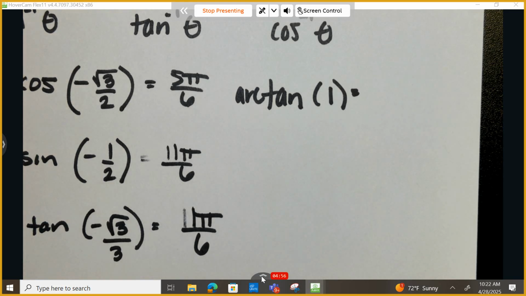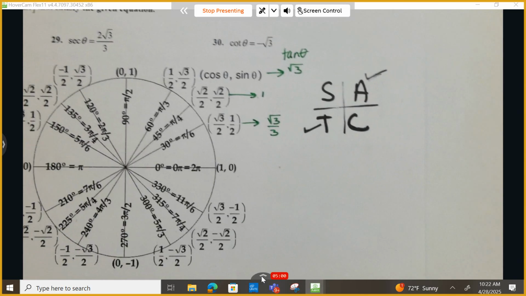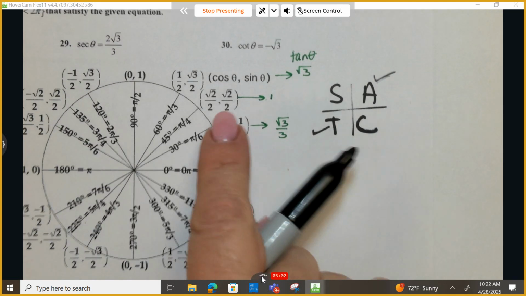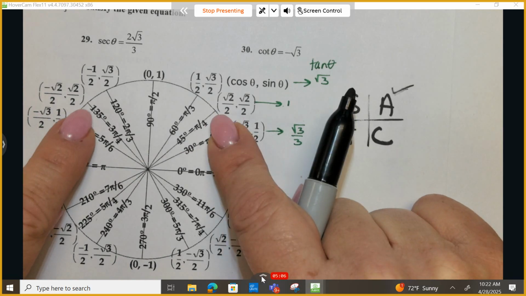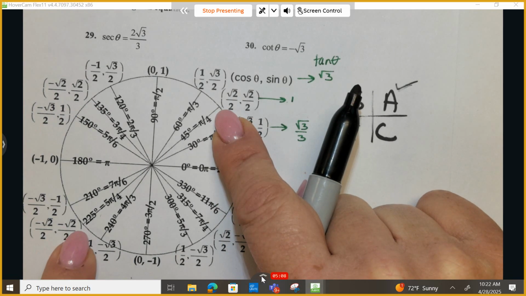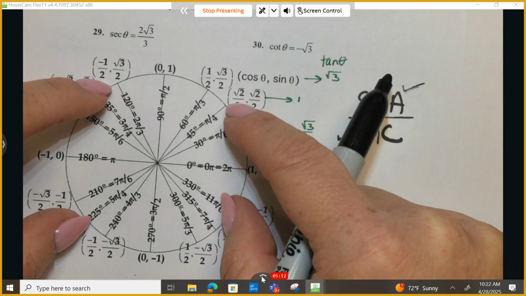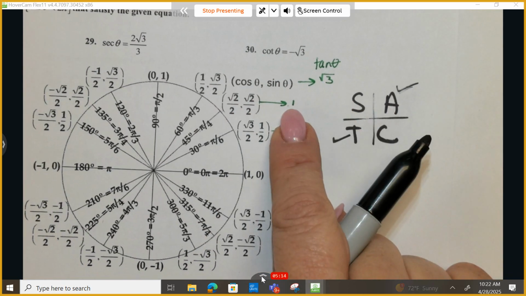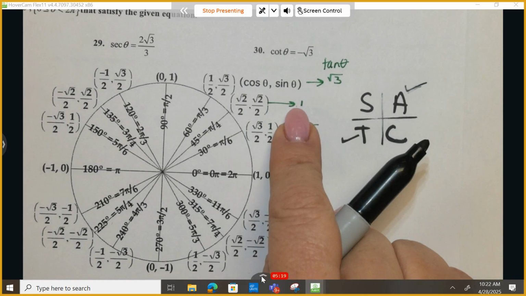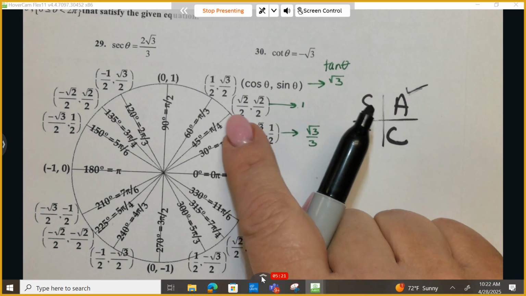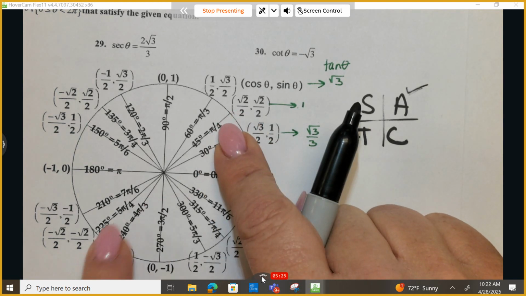So the first thing I do is I look back over here and I go, okay, what's going to have a tangent of 1? Well, right here, 45 degrees. That means at 45, at 135, at 225, and at 315, they all have a 1 or a negative 1. I want a positive 1. So positive 1 will occur at pi over 4, or 45 degrees, and also at 225, or 5 pi over 4.